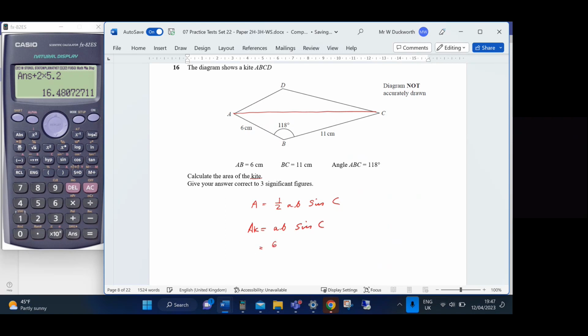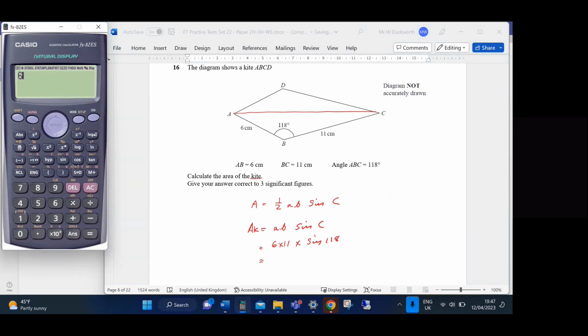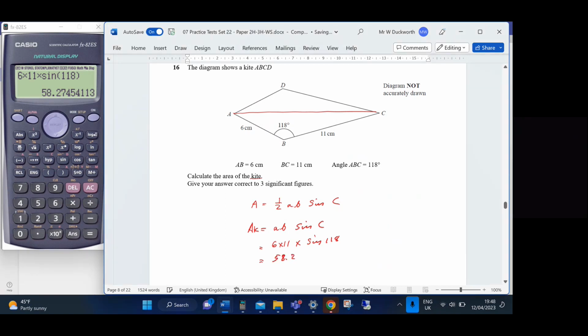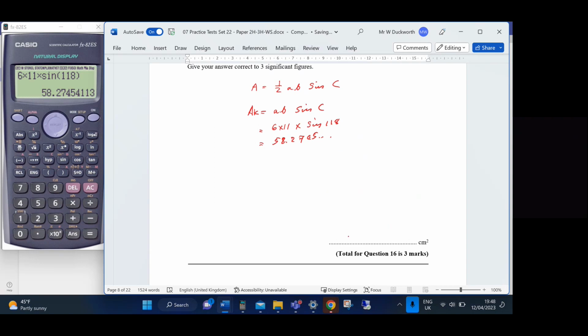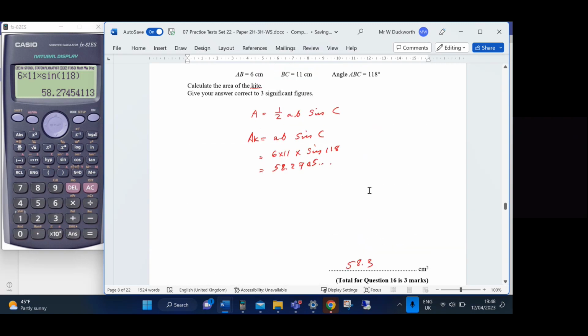So I'm looking at 6 times 11 times sine of 118. And when we go for that, I'm going to go 6 times 11 times the sine of 118. And that gives me 58.2745... And I'm going to round that to 3 significant figures as 58.3. And that's the only question on the page.